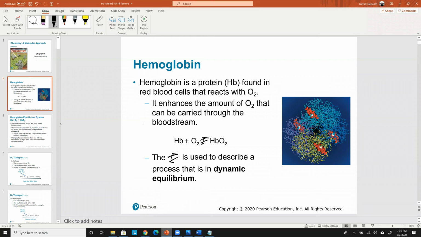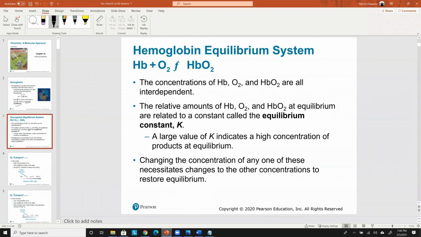And we use this double-sided arrow to denote our dynamic equilibrium, meaning the reaction can go forwards and backwards. It can go from reactants to products or from products to reactants, either way, until equilibrium is reached.